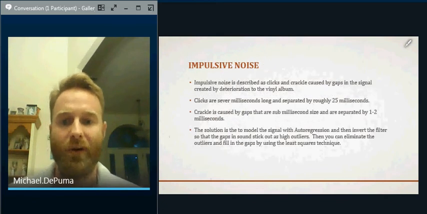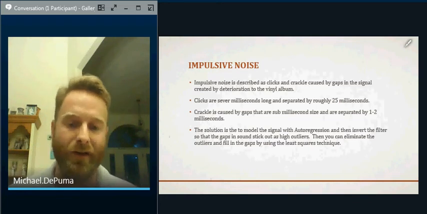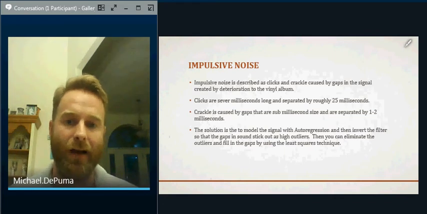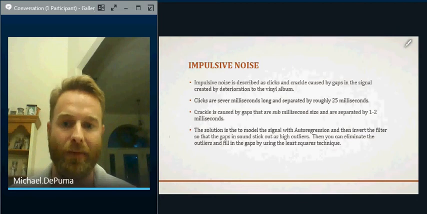So impulsive noise is described as clicks and crackles caused by gaps in the signal. These are usually caused by either scratches in the vinyl records or pieces that have deteriorated and are actually missing at this point in time. Clicks are several milliseconds long and separated by roughly 25 millisecond gaps. Crackle is caused by gaps that are sub-millisecond size and are separated by 1 to 2 milliseconds.